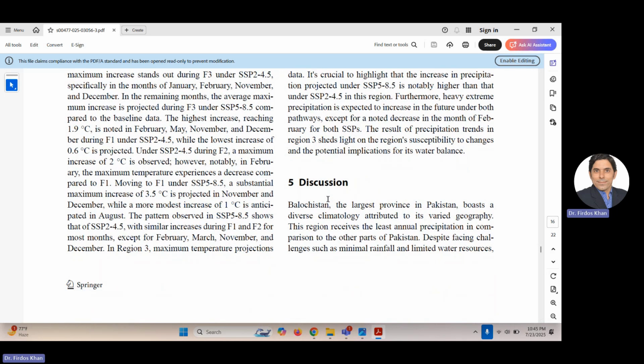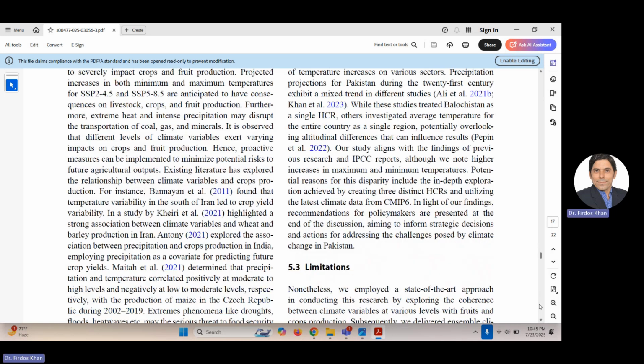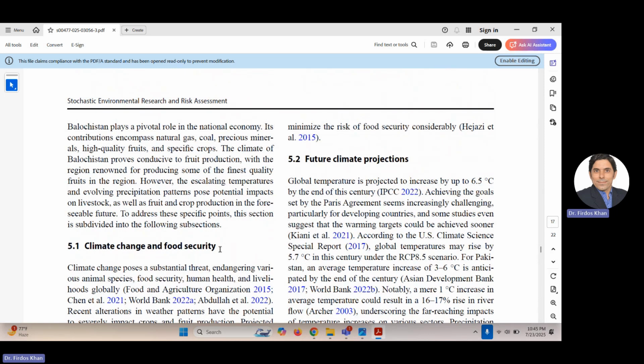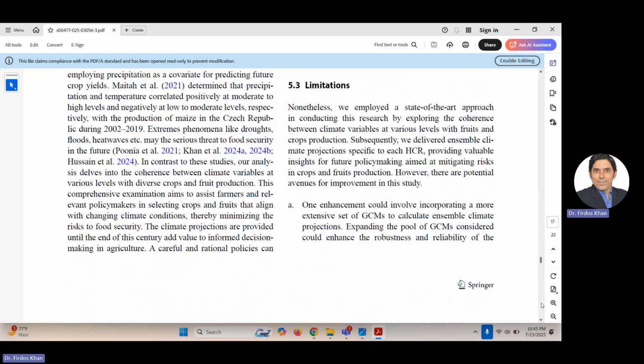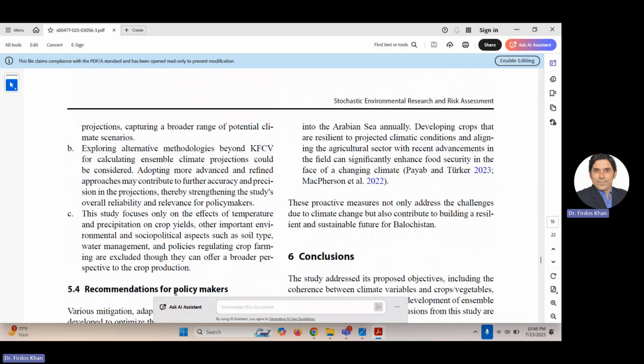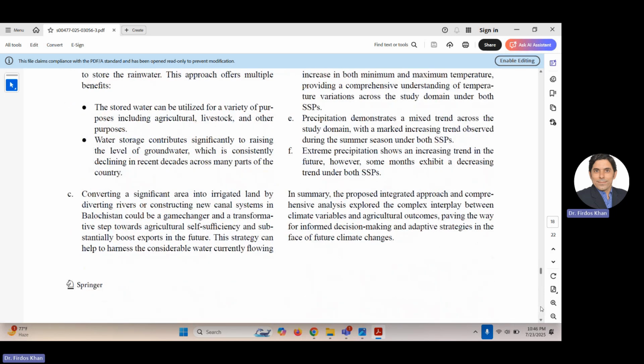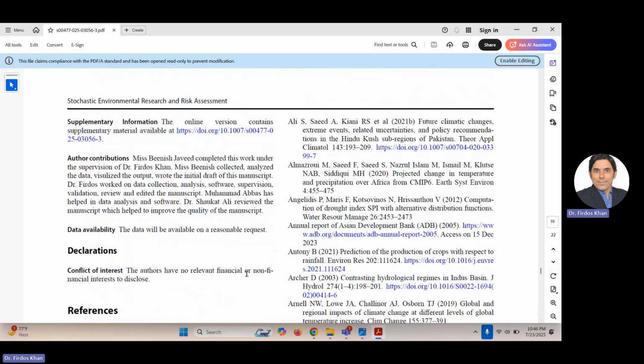Then there's the discussion. The fourth was the results, and this fifth is discussion. And at the end, discussion has many portions, like climate change and food security, future climate projections, limitations, and then recommendations for policymakers. So you can do like this as well. Some people write this in a single text. We have done this in this way, and then conclusions at the end, and then references. I will not talk about this.